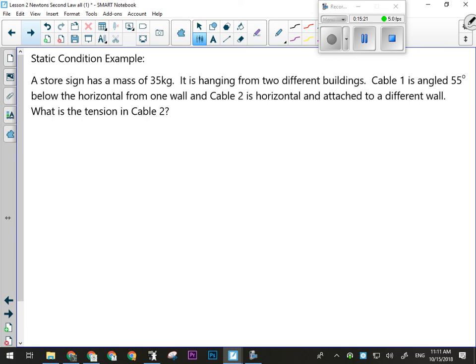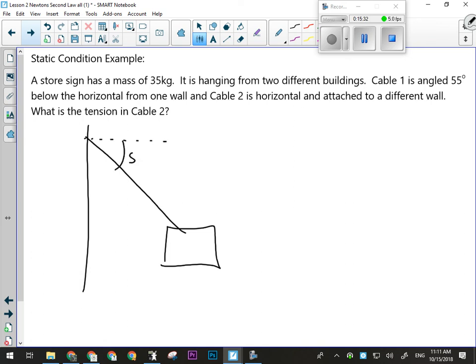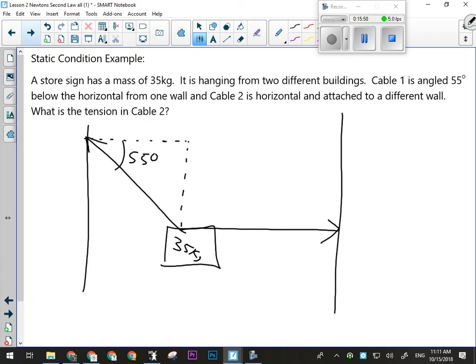to a different wall. Okay, so what we have is, here's the first building, and this is the toughest part, is drawing this picture. Okay, I've got a cable, and it's angled 55 degrees below the horizontal. And then I have another cable that's stretched straight horizontally and attached to another building. Everybody with me so far? All right, so the sign has a mass of 35 kilograms.